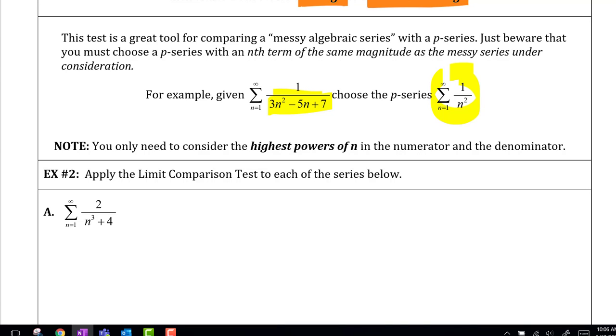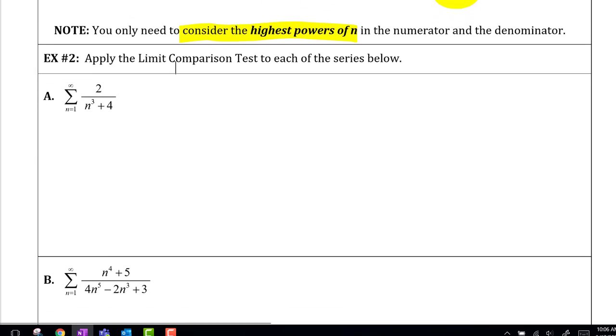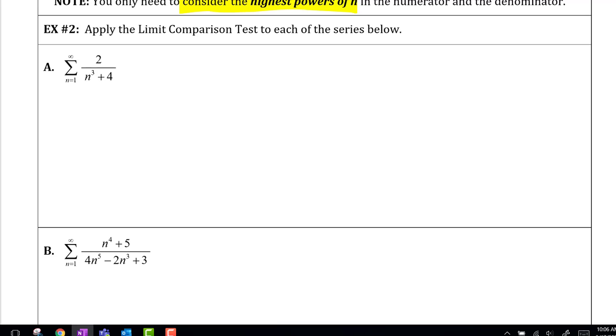A big note here, and we kind of did this earlier in the lesson: you need only consider the highest powers of n in the numerator and denominator to have this test work out the way you need it to. Okay, so for example 2, we're to apply the limit comparison test for each of the series below. In letter A, I'm going to let my b sub n be 1 over n to the third, which I know is a convergent p series.